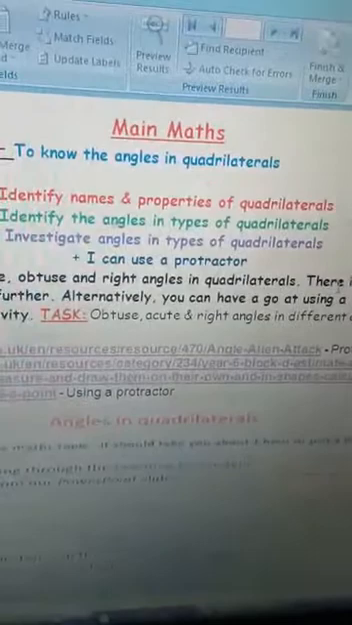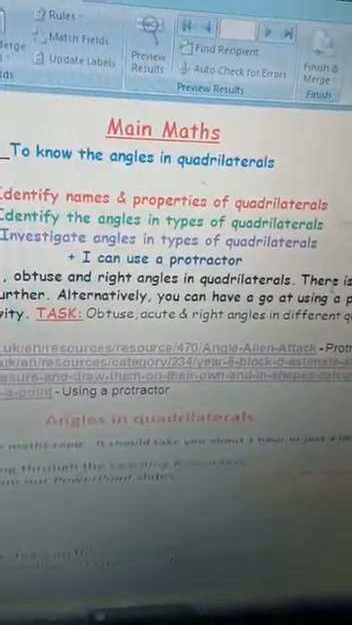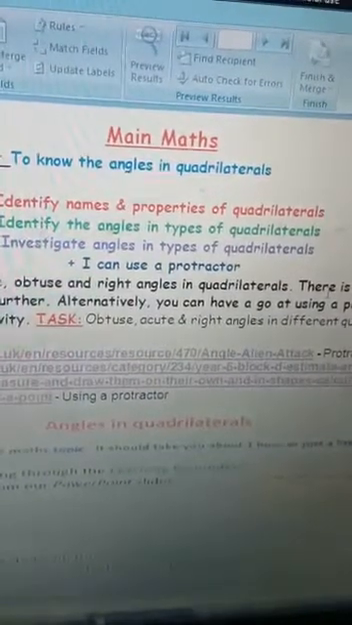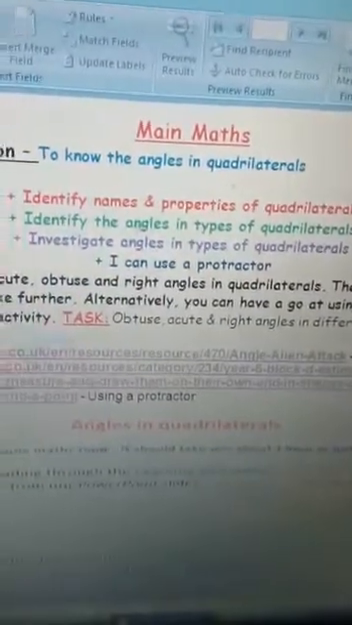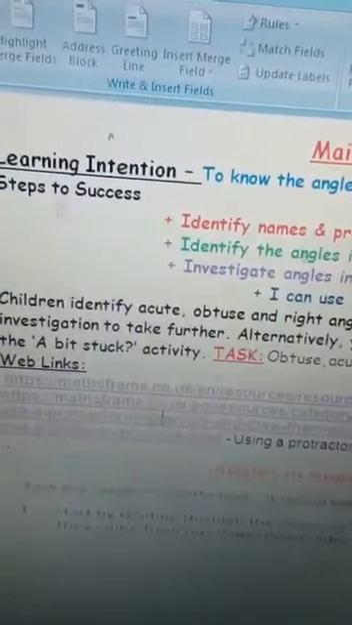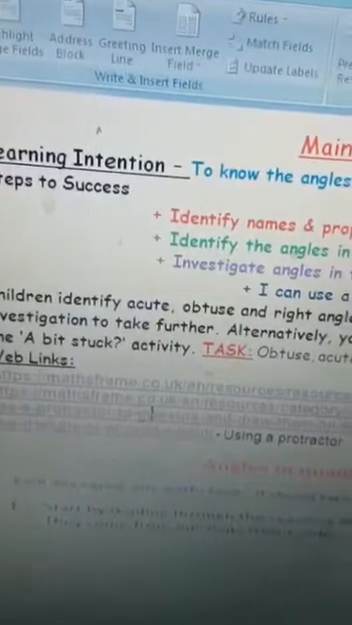and at the end see if we can use a protractor to measure angles in quadrilaterals or any shapes. So we're going to identify the 3 main ones, although there are more: acute, obtuse and right angle. And then there's a challenge in investigating to take that further. Alternatively, you can have a go at using a protractor if you're a bit stuck.